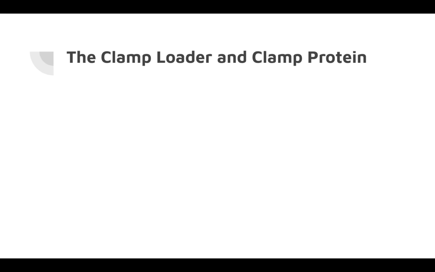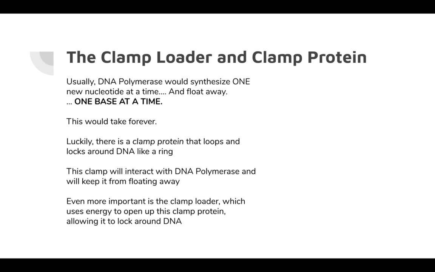Now we get to the clamp loader and the clamp protein. So usually, DNA polymerase would synthesize a base one at a time, and then it'll float away. And it'll come back, put one more, and float away. Come back, put one more. That's going to take way too long. DNA polymerase doesn't understand that we don't have time to waste. So, my friend the clamp protein understands we have to expedite this process. So what clamp protein does is it'll lock around DNA, loop around DNA like a ring. And that ring will interact with DNA polymerase, which will keep it from floating away.